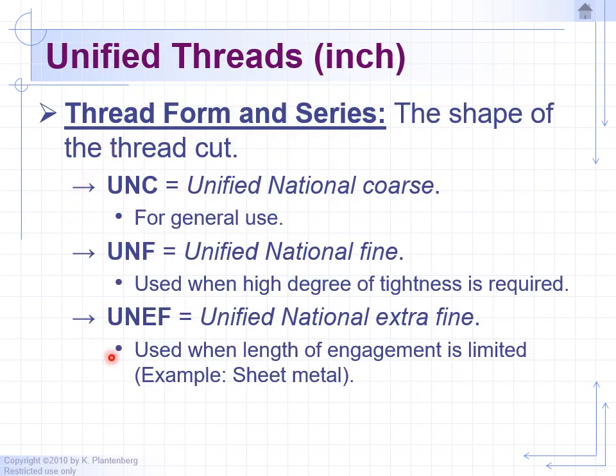Okay, there's 3 main types of threads. The Unified National Standards will give us coarse thread, United National Coarse Thread, the UNC. So this is what you commonly see in machine shops, metal forming shops, hardware stores. So coarse thread just tells us that the threads are far apart. Then we have UNF, United National Fine Thread. The threads are tighter together.